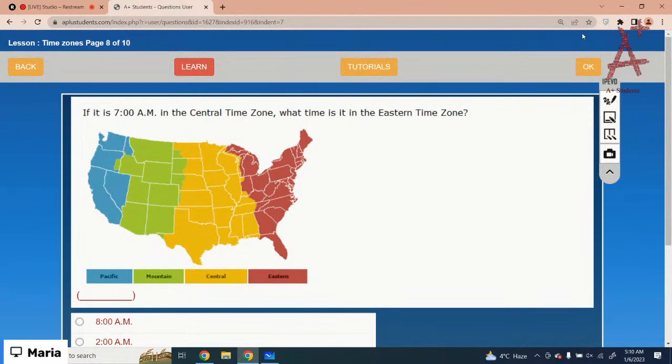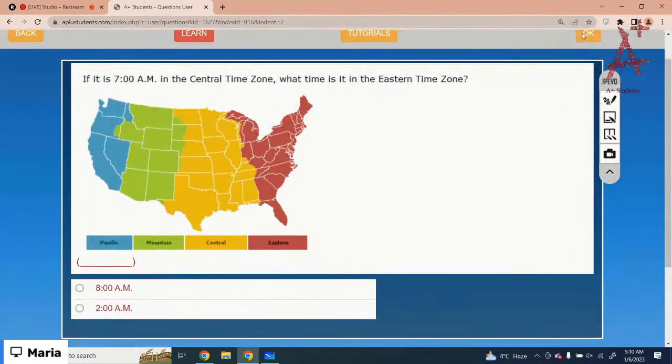Okay, if it is 7 a.m. in the central time zone, what time is it in the eastern time zone? 7 in central. You have to calculate eastern. Eastern is 1 hour ahead of the central, so it would be 8 a.m. in the eastern. Got it?